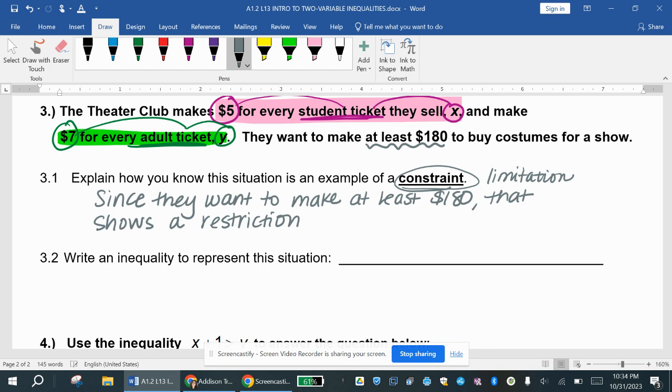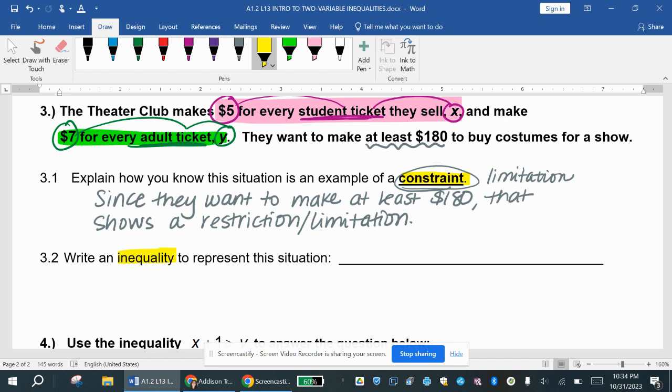Meaning that they have goals, right? They have a goal they want to meet. They want to make at least 180. So words such as at least, at most, does not exceed, no more than, no less than. Those are from, I believe, a couple lessons ago, maybe lesson 10. So take a look at your vocab if you forgot some of that stuff, but you need to know that constraint is talking about an inequality, okay?